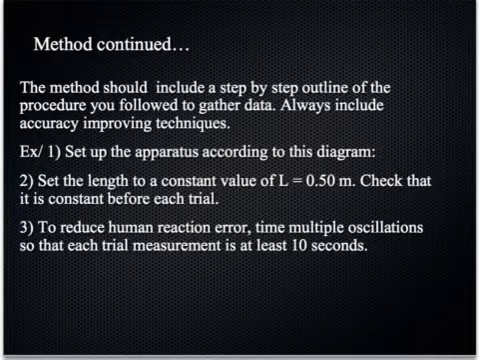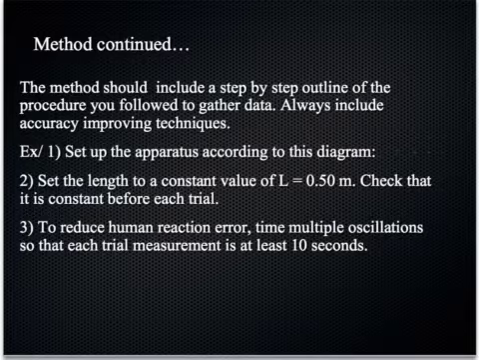So here's an example. Number 1, step 1 if you like. Set up the apparatus according to this diagram, and you would include a diagram here that's clear and labelled and shows exactly how the apparatus was set up. Step 2, set the length to a constant value, L equals 0.5 meters. Check that it is constant before each trial. There's a little step that would impress the marker and shows that you are being careful about procedure and accuracy improvement.